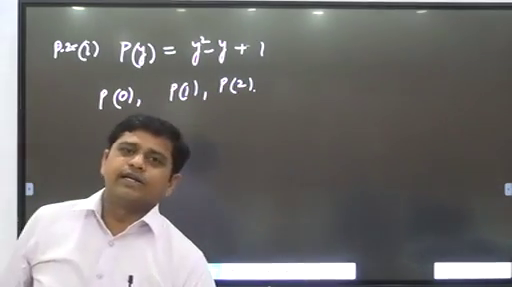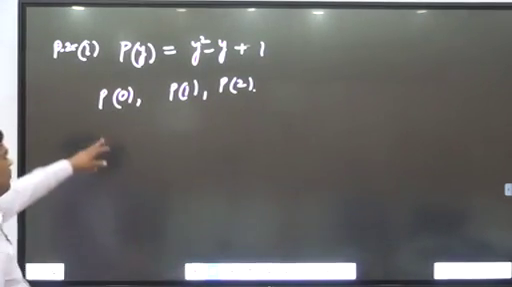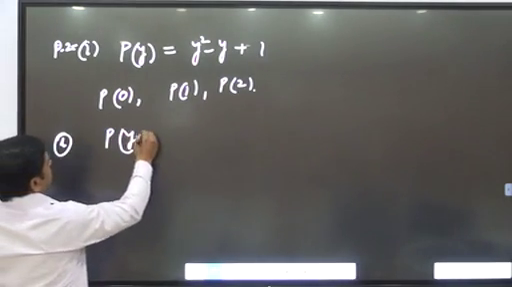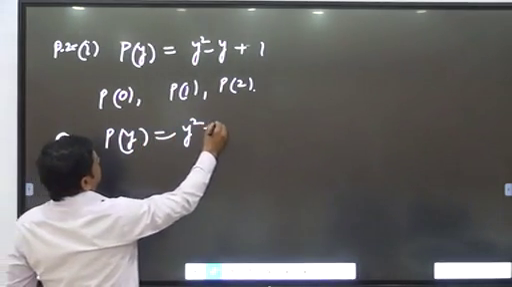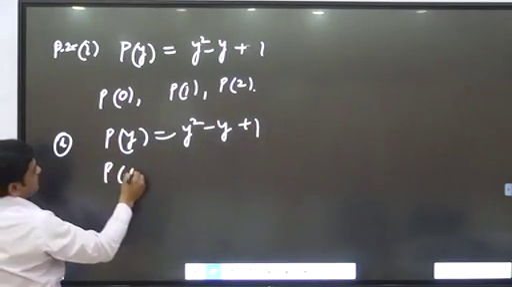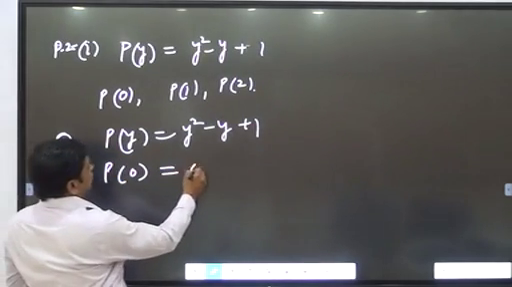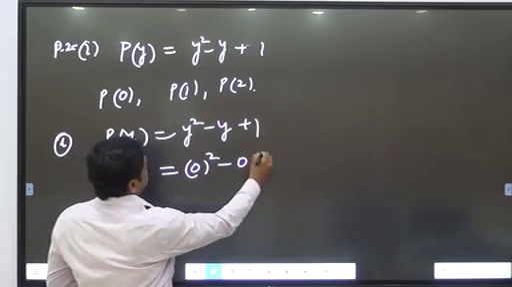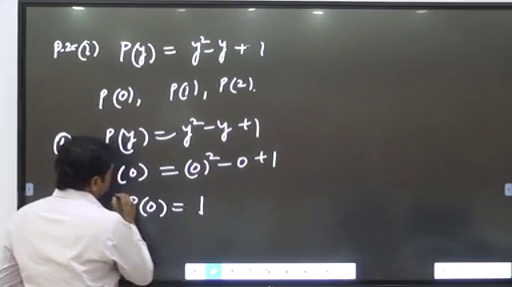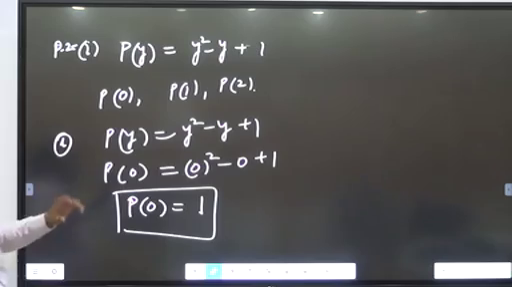And it is so easy to understand, because we have studied about it in the last question also. So first, p(0), the first part. What is p(y)? y square minus y plus 1 is given. So for p(0), place 0 in place of y. 0 square minus 0 plus 1. So p(0) must be equal to 1. This is the value of the polynomial for the value of 0.